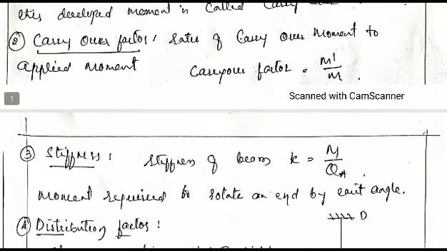Next comes the carryover factor. What is the carryover factor? The carryover factor equals M dash by M, where M dash is the moment developed at the far end joint due to the applied moment at the initial joint, and M is the applied moment. So the ratio of the developed moment to the applied moment is called the carryover factor.